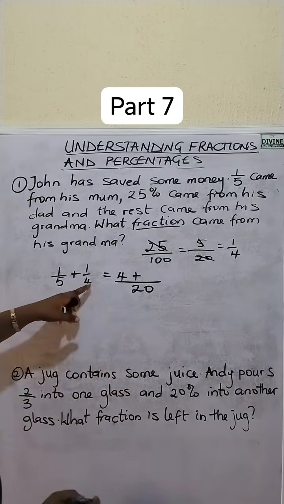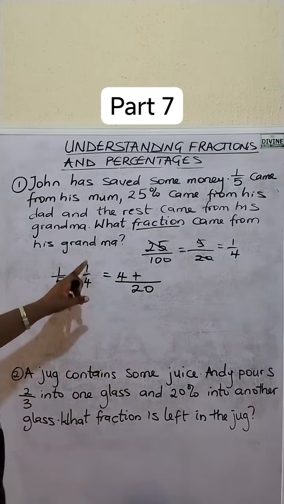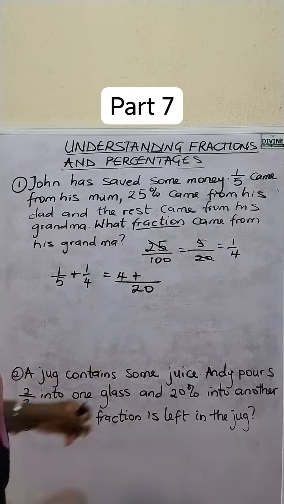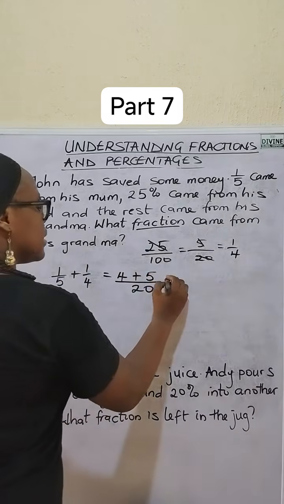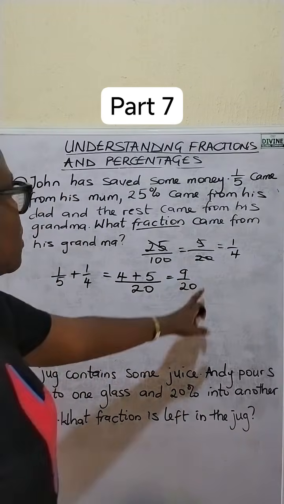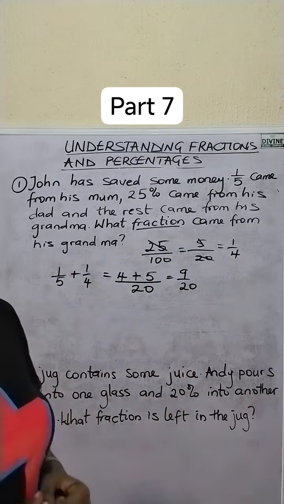Plus, 4 has changed to 20, so 1 will change also. So 4 times 5 gives us 20. 1 times 5 will give us 5. That is 9/20. This means that 9/20 of John's money came from his mom and dad.